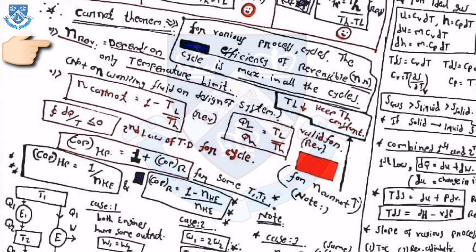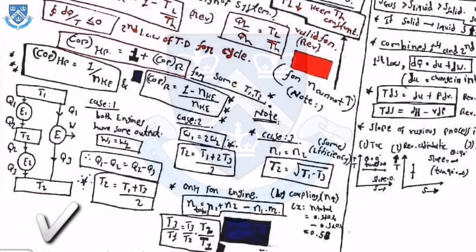Now, the integral of dq by T less than or equal to 0 is the equation for the second law of thermodynamics for cycles. After that, COP of heat pump is equal to 1 plus COP of R for the same temperatures T1 and T2. Now these are some important cases.